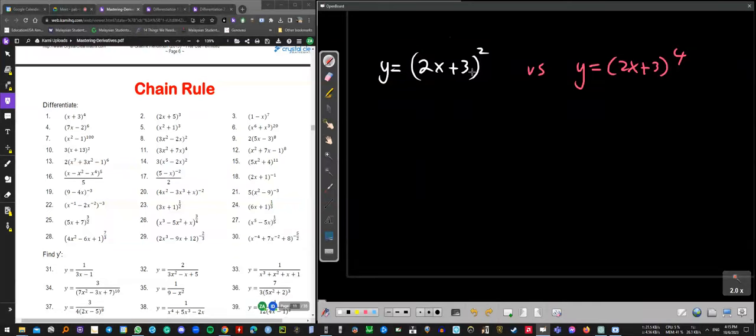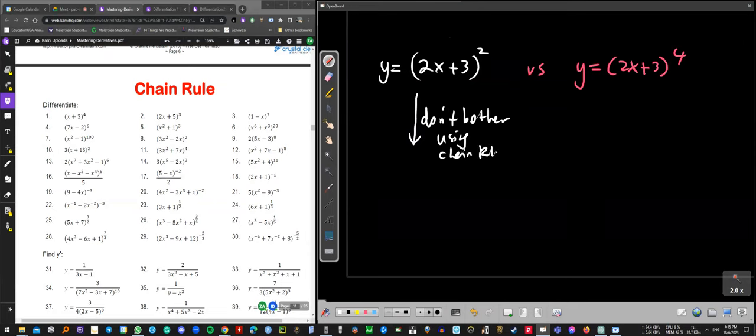So why did I write the white part? Because I want to tell you that if it is just the power of 2, it is very simple to expand. So for this one, don't bother using the chain rule, because you can just expand. Because it is the power of 2, right? y becomes 4x squared plus what? 6 times 2, 12, 12x plus 9. Expand, then differentiate. Just 3 steps. But if it is the power of 4, you have to expand more, it is troublesome.